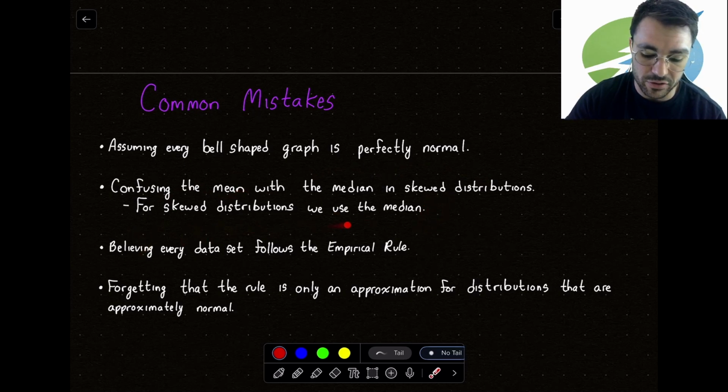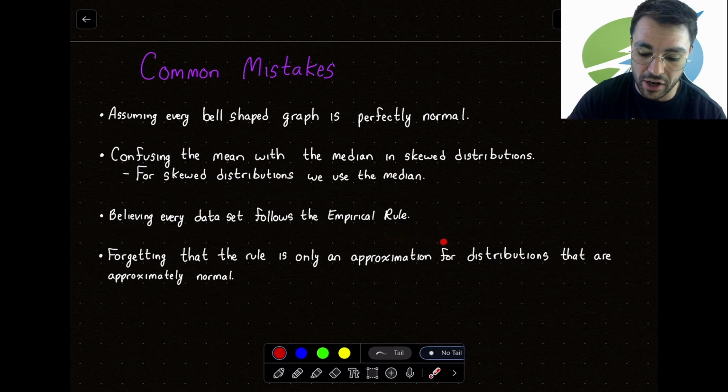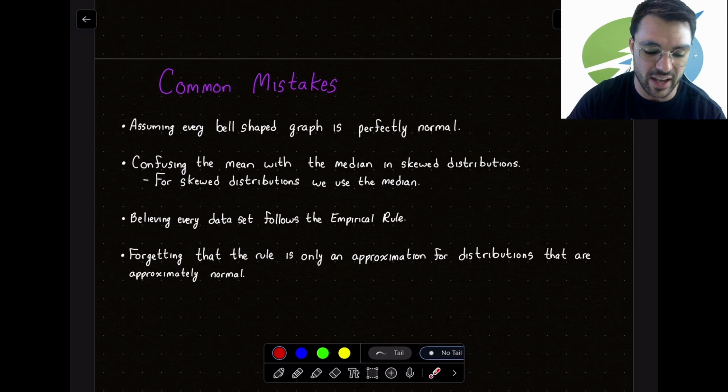Believing every data set follows the empirical rule. We're also going to discuss another rule, Chebyshev, some Russian guy. I'll get the name right in that video, but there's another rule that we're going to discuss. And lastly, forgetting that the rule is only an approximation for distributions that are approximately normal. Again, the empirical rule is an approximation. In a perfect world, it would always fit that 68, 95, 99.7% rule. But we don't live in a perfect world. Things happen.